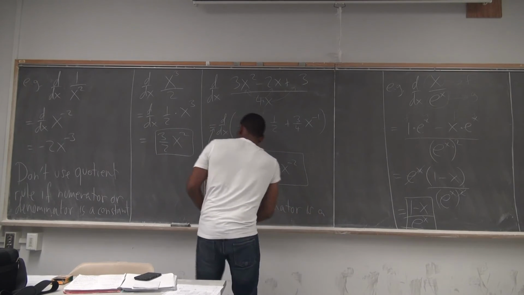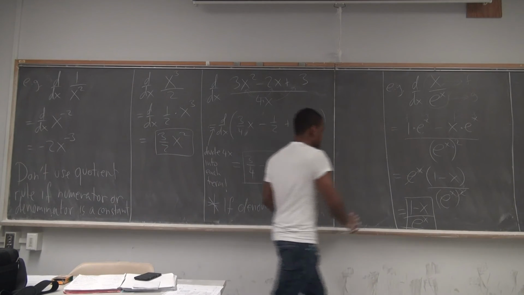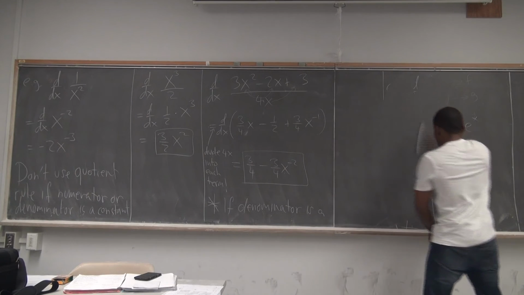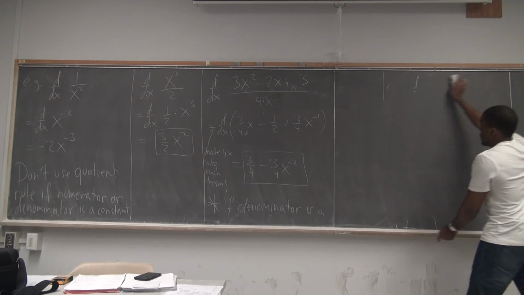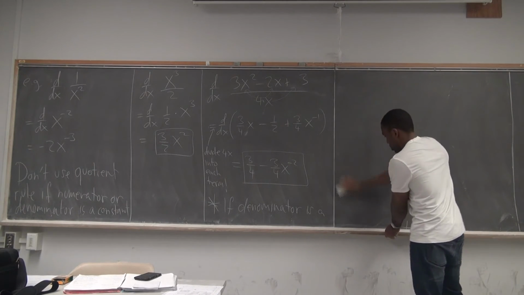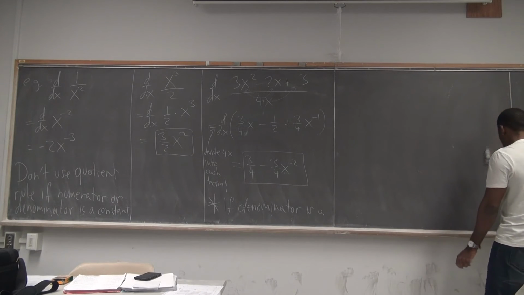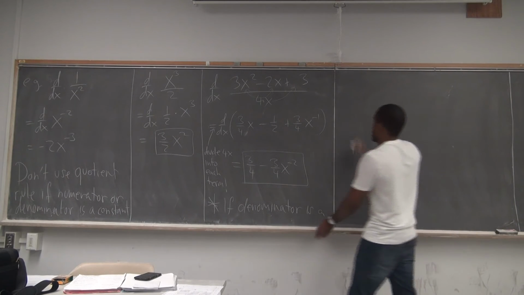So if there's a single term in the denominator, one term, then before just jumping into the quotient rule, I try to see if that term can divide into everyone very nicely.